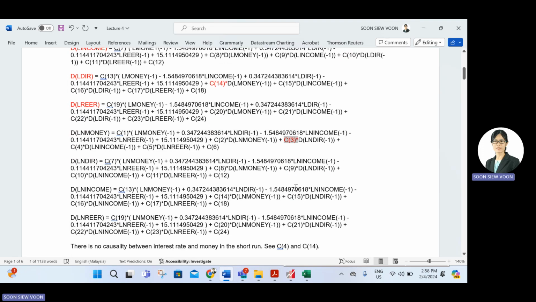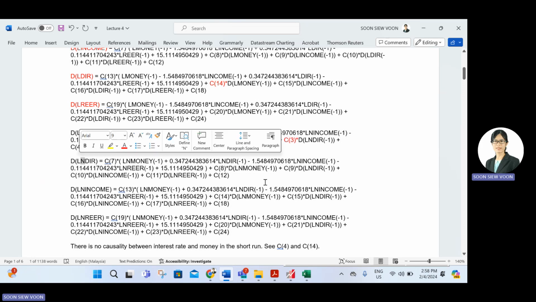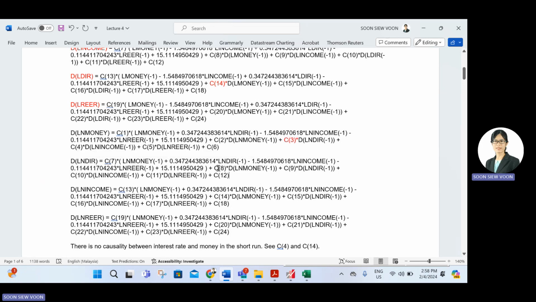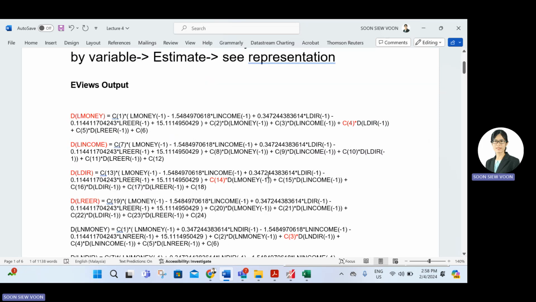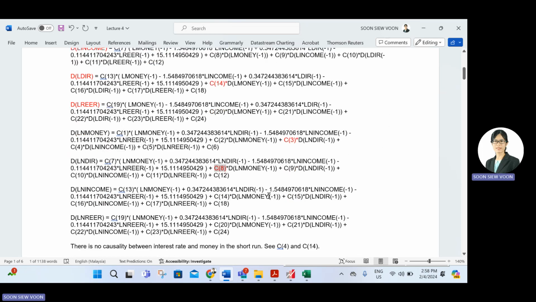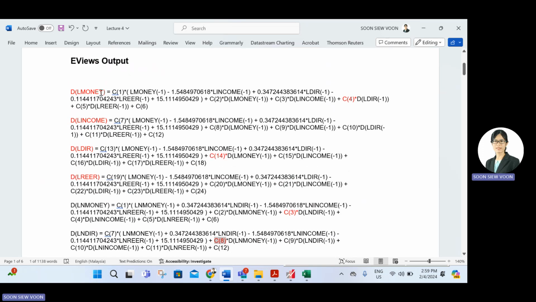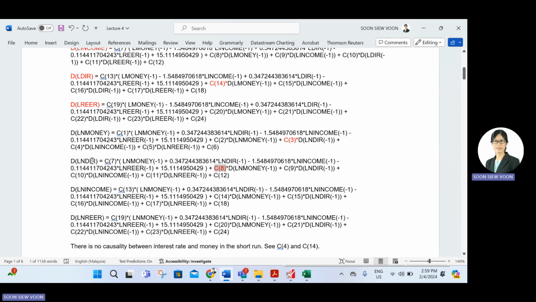If I want to test the other way around, the interest rate will be my dependent, and then I look for the money coefficient, which is C8, in my interest rate equation. So why C8, but here it is C14? Because this one estimates the income first, followed by the interest rate. But in my new estimation the interest rate comes first, then income. So the number of the coefficient will change accordingly, but the exact value of the coefficient will not change.